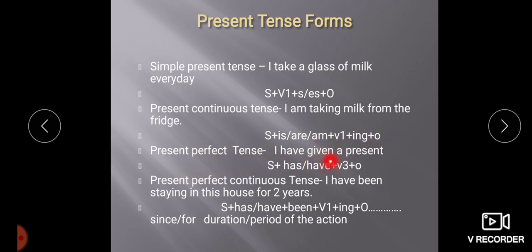Present perfect tense, I have given a present. Subject plus has or have plus third form of the verb plus object. Present perfect continuous tense, I have been staying in this house for 2 years. Subject plus has or have been plus ing form of the verb plus object. And the most important thing to note here is the use of since or for. Since is used for a specific point of time, while a duration of time like 2 years, 3 years, 20 years is denoted with the time denominator for.